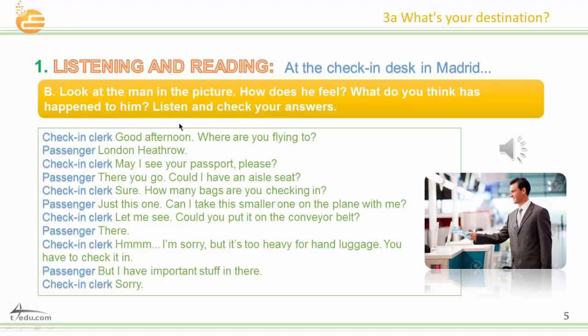At the check-in desk in Madrid. Good afternoon. Where are you flying to? London Heathrow. May I see your passport, please? There you go. Could I have an aisle seat? Sure. How many bags are you checking in? Just this one. Can I take this smaller one on the plane with me? Let me see. Could you put it on the conveyor belt? There. I'm sorry, but it's too heavy for hand luggage. You have to check it in. But I have important stuff in there. Sorry.